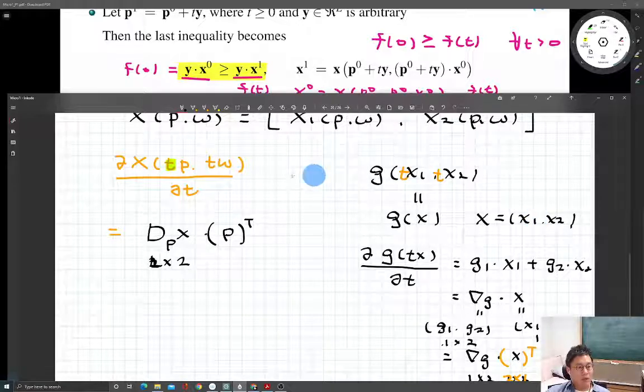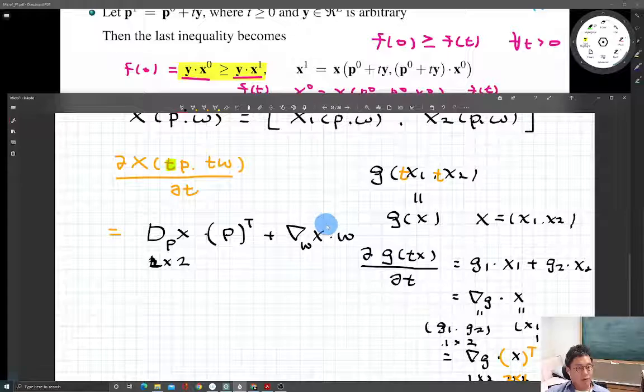And then t also appears in place of w. But w is a scalar, unlike the price vector. So the derivative is going to be the gradient of x with respect to w, and then we multiply by the derivative of w with respect to t by the chain rule. So we have an additional term here. Alright, so that's the way to take the derivative.